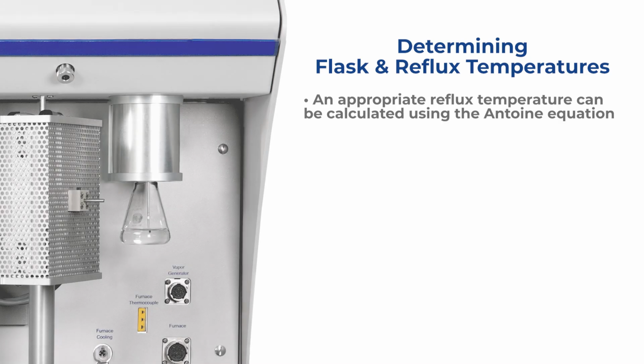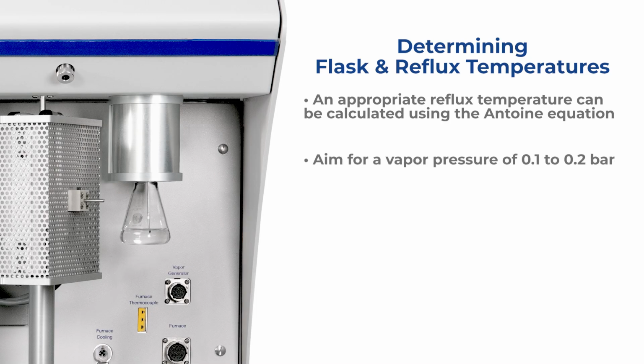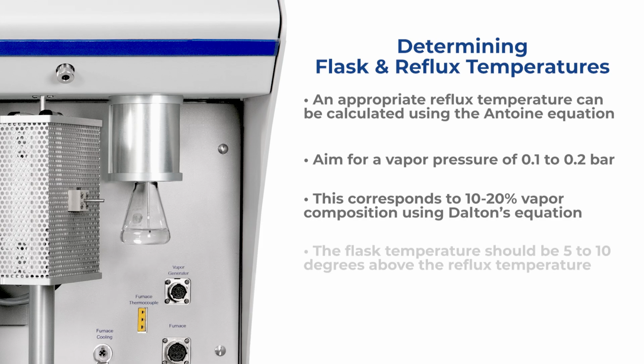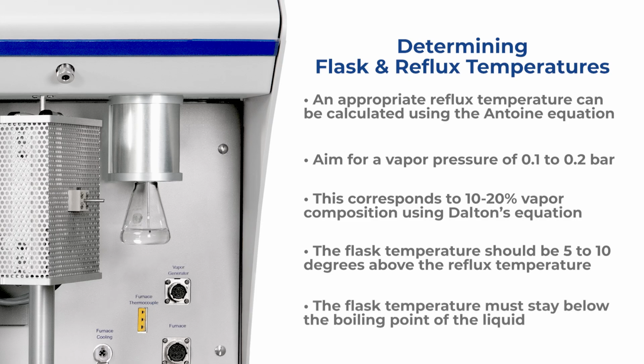An appropriate reflux temperature can be calculated by using the Antoine equation to generate a vapor pressure of 0.1 to 0.2 bar, which translates to 10 to 20% vapor composition by Dalton's equation for partial pressures. The temperature of the flask should be 5 to 10 degrees above the temperature of the reflux, but should remain below the boiling point of the liquid. To learn more, see Application Note 134.